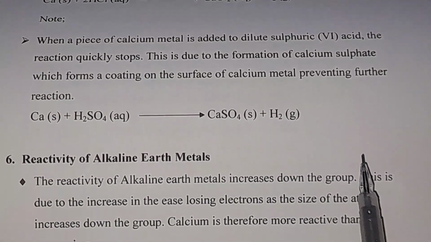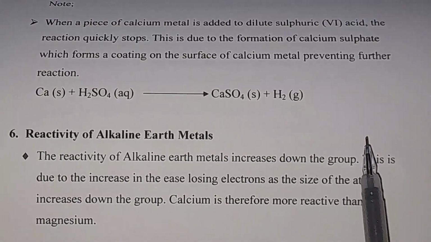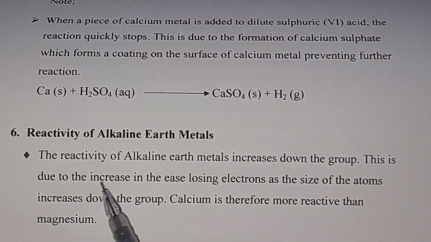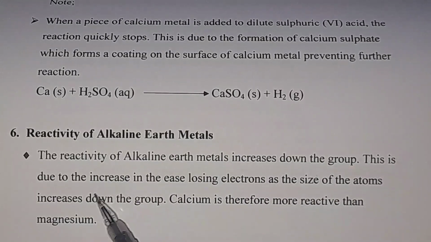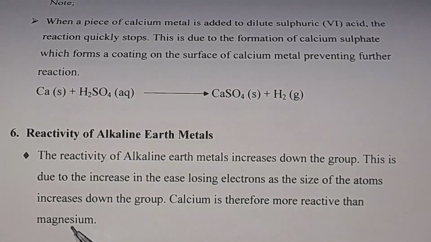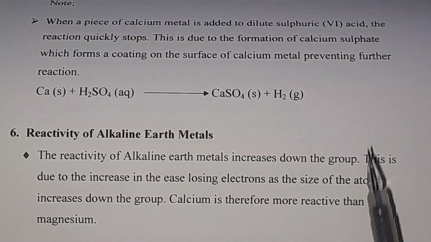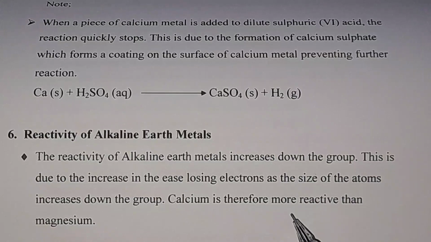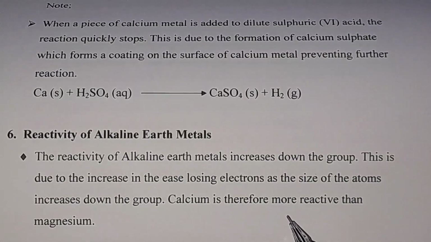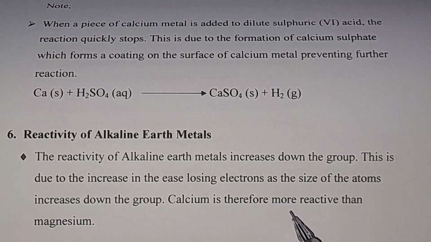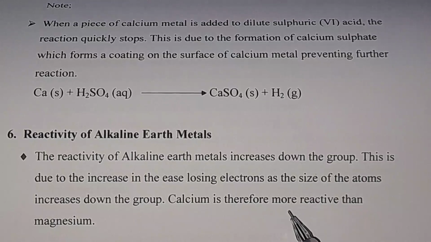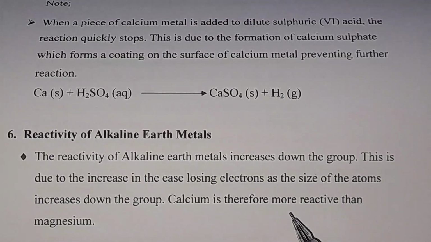Number 6, we are going to go to the reactivity of alkaline earth metals. We are saying the reactivity of alkaline earth metals increases down the group, and the reason is the increase in the ease of losing electrons as the size of the atoms increases down the group. Remember, when we were dealing with the gradation in the size of atoms and ions, that is, atomic radius and ionic radius, we said the atomic radius of alkaline earth metals increases down the group. The reason is the increase in the number of occupied energy levels.